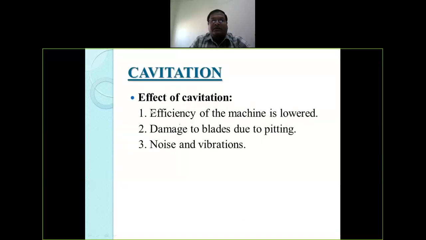So what are the effects of cavitation? Efficiency of the machine is lowered. Damage to the blades due to the continuous pitting effect. And noise and vibration. These are the effects of cavitation. So our next question is, what are the prevention measures?